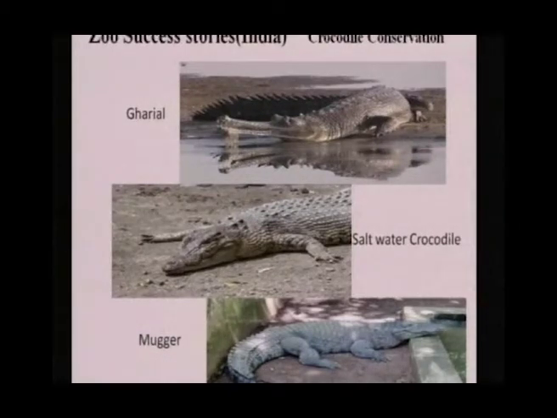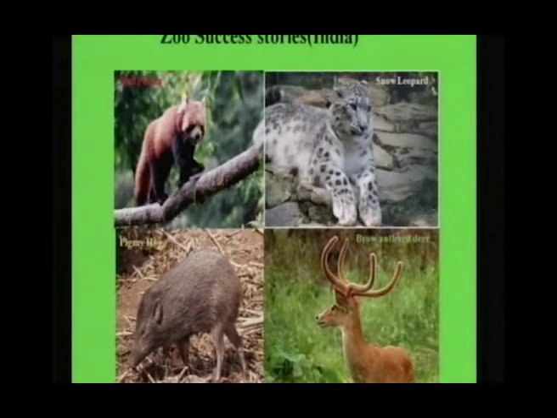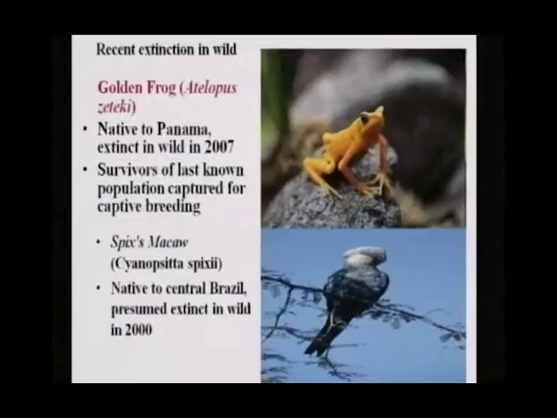In India we are all aware of crocodiles. The National Crocodile Conservation Project was taken up by the Government of India and saved the endangered gharial, saltwater crocodiles as well as the mugger crocodiles. The other success stories of India are the red panda and snow leopard from the Darjeeling Zoo, as well as pygmy hog and brow-antlered deer. All these survived, were conserved and released into the wild through captive breeding programs.